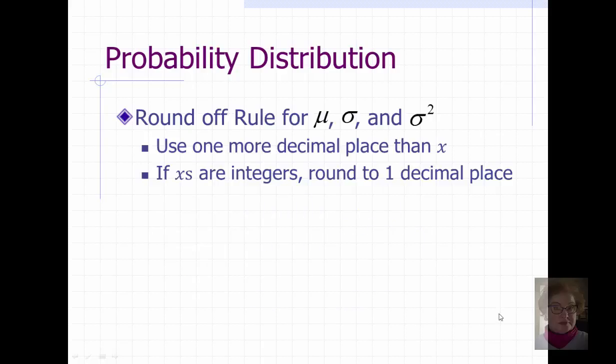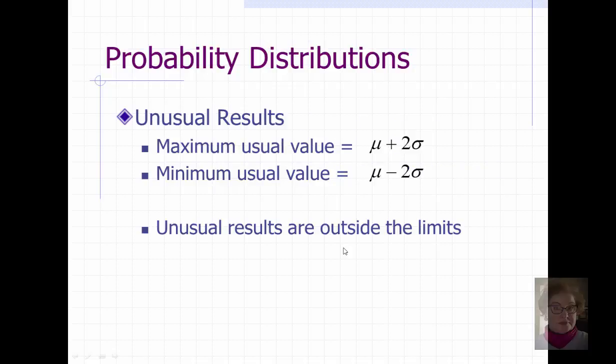Okay, so again, a reminder for the round off rule for the mean, the standard deviation, the variation. We're going to go one more decimal place than our data values. So if our x's are integers as they were in the last example, we're going to round our mean and our standard deviation to 1 decimal place. Now, just like we did in the past chapters, our usual results are between plus and minus 2 standard deviation units from the mean. So unusual results are outside these limits. Let's look at an example.